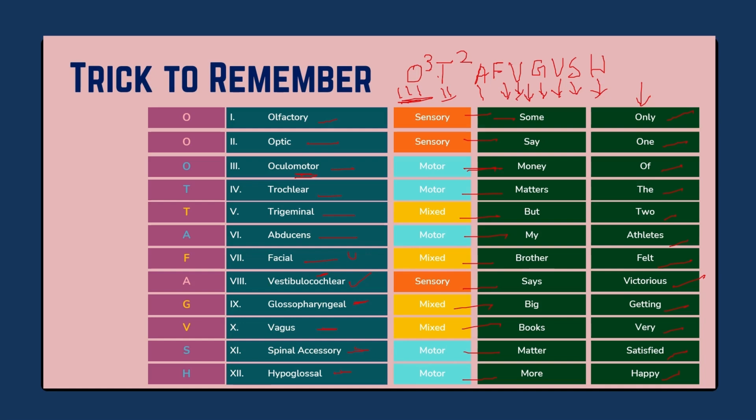I'm telling you, if the question comes in the exam, you will have to write the names of all these 12 nerves. You will also have to write which of those are sensory and which of these are motor and which of these are mixed. So make sure you remember either this mnemonic or create something of your own.